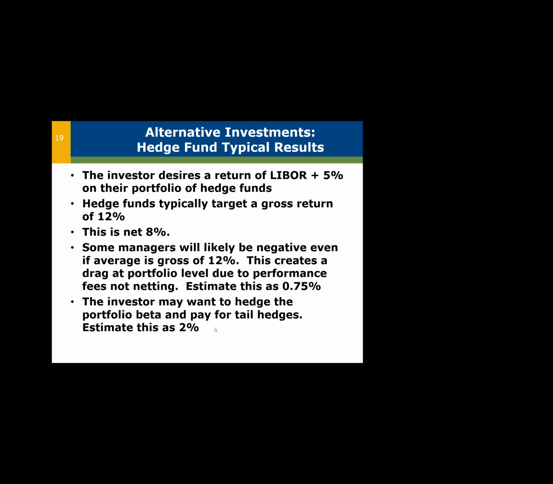And then the other thing is, it may be that when you aggregate a portfolio of hedge funds together, it will still have some residual beta to the stock market. And if you want to be a real purist, you may end up hedging out the beta. I shouldn't necessarily call it tail hedges, but you may end up putting on hedges to neutralize the beta in that portfolio. And so let's say that could be a 2% drag. But this is kind of optional.